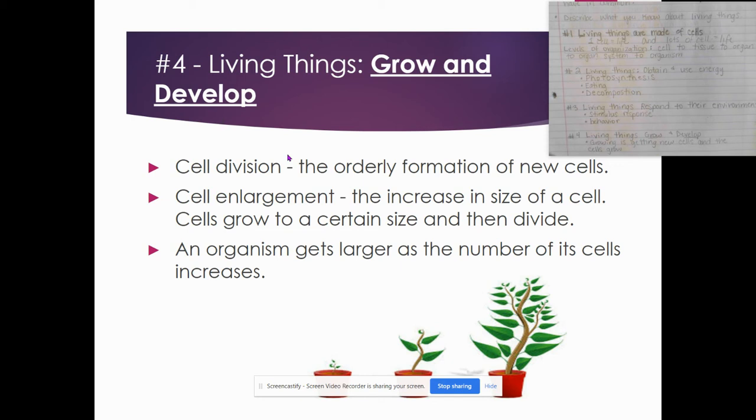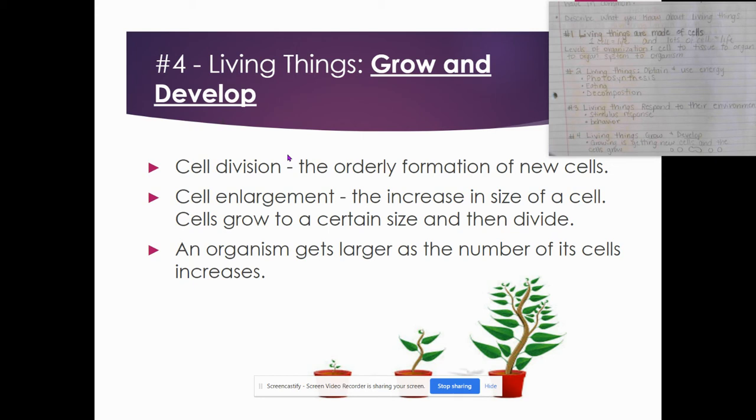You're going to have cell enlargement. This increases the size of your cell. Your cells grow to a certain size and then they divide. So if you're going to have a cell that's this big, it's got to get bigger and bigger until it can divide, and then those two cells split apart. That's how our cells divide. And an organism gets larger as the number of cells increase.